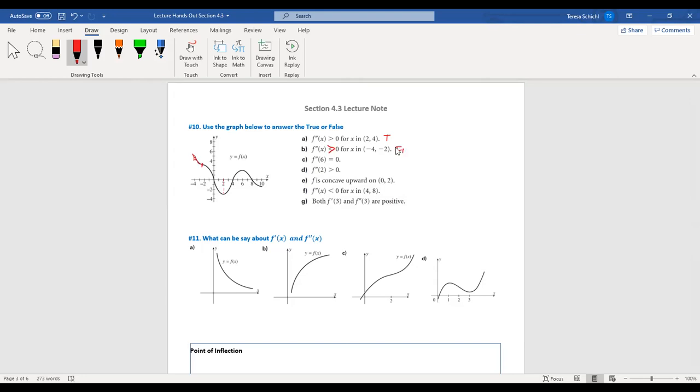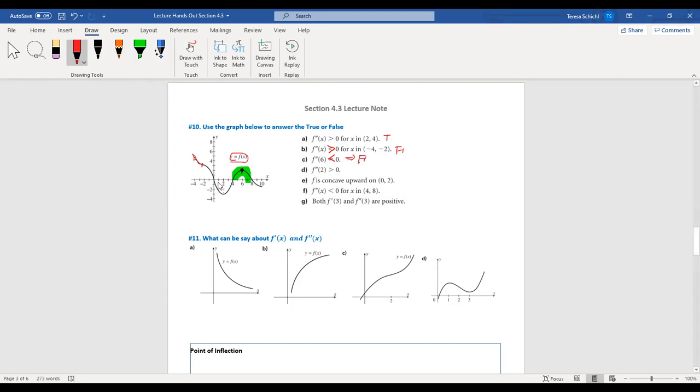Okay, now let's take a look at f double prime of 6 equal to 0. So here is f double prime of 6. This function is f of x. So you see here, from here to here, this is concave down. If it's concave down, then what is this value going to be? It's going to be less than 0. So this is false here.